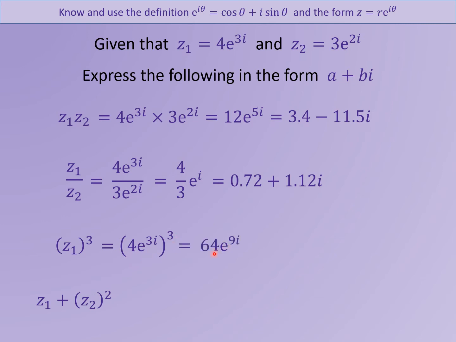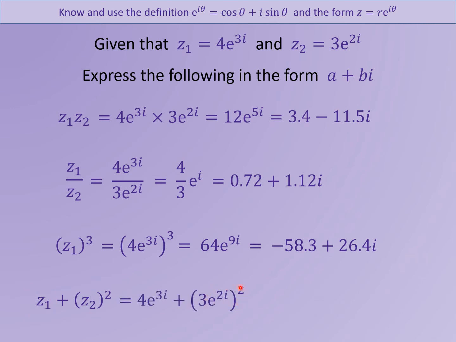We've got 4 cubed is 64. e to the 3i cubed is going to be e to the 9i. And then I can do the same again. 64 cos 9, 64 sine 9 gets me those two answers there. Okay, so very well done if you managed to get those. Finally, a bit of a mixture.